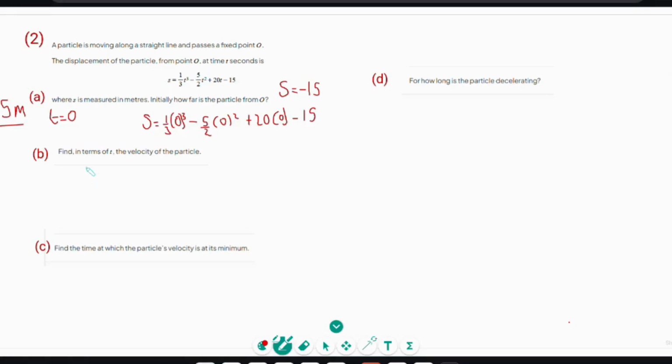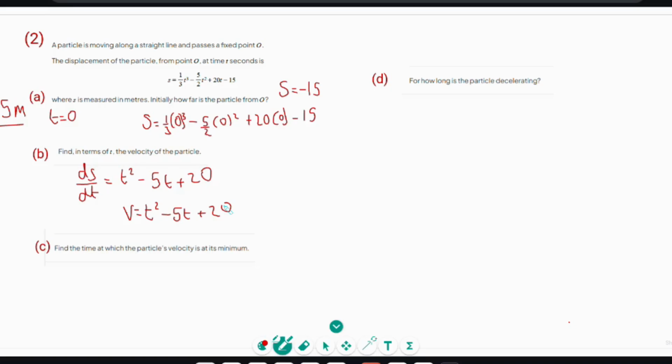So to find the velocity, we need to differentiate displacement. So times by the power, 3 times a third is 1, take 1 off the power. Times by the power, take 1 off the power. So in terms of t, our velocity is t squared minus 5t plus 20.